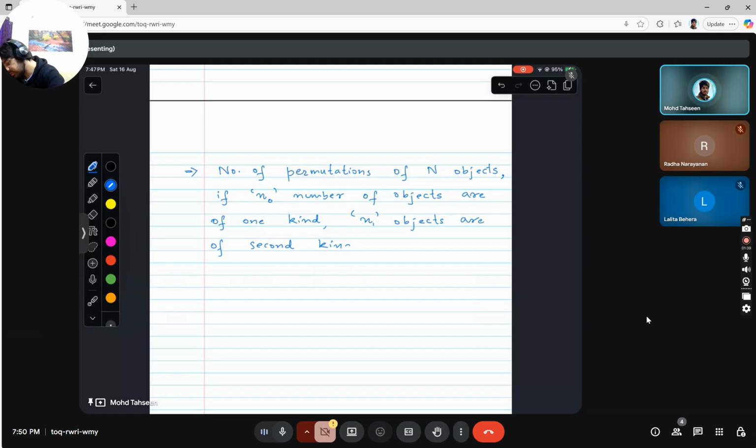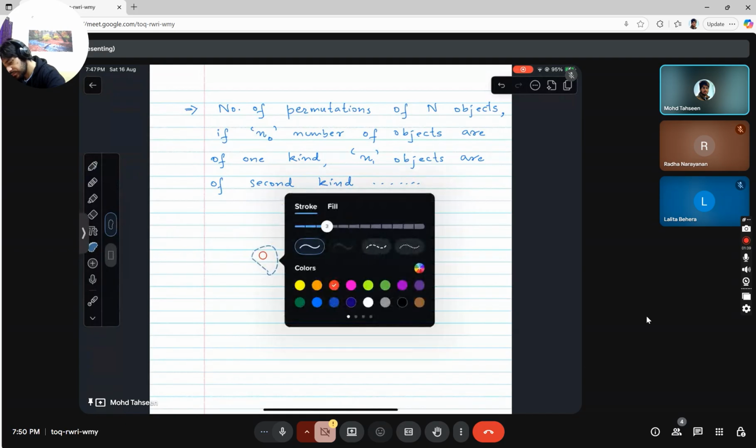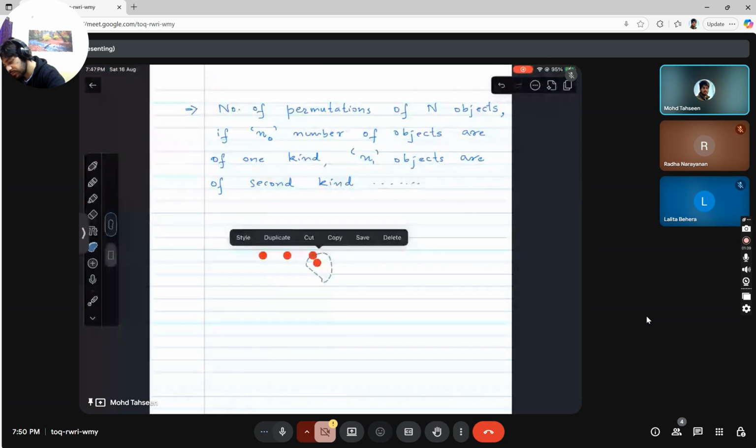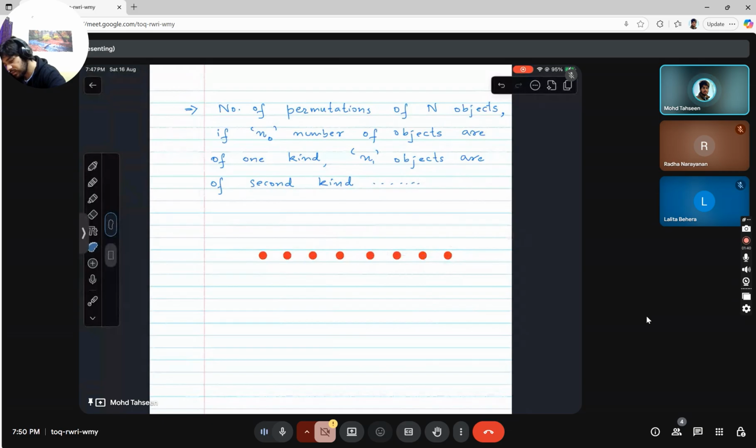Okay, so what that means is, to give you a physical representation, if I have 10 balls, let's say this is my ball, right? So if I have 10 such balls, or let's say 7 or 8 such balls, and we try to rearrange them, is it possible to rearrange them in such a way that they look different?